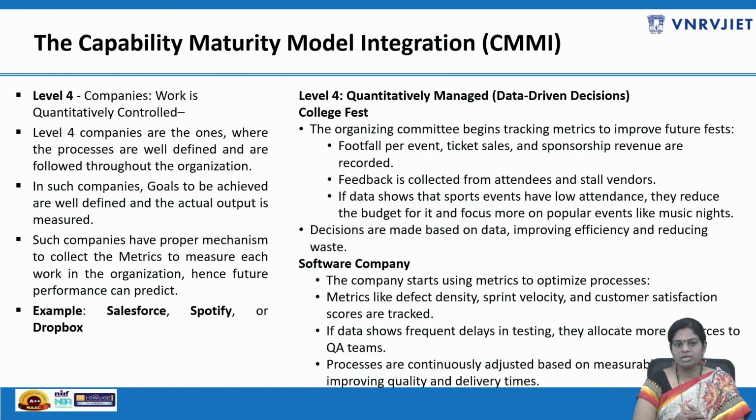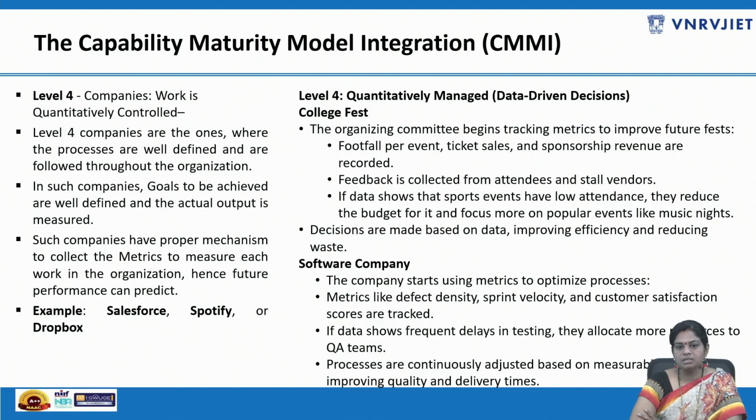Coming to the two scenarios to understand the level 4, if I talk about College Fest scenario, so the organizing committee, they begin tracking metrics and they want to improve the future fest. So the things that they are doing is, as part of this metrics is footfall per event, like ticket sales, sponsorship revenue are being recorded in this year. Feedback is collected from whoever is attending and stall vendors. If the data shows that sports event has low attendance, they reduce the budget for it and they focus more on popular events like music nights. This is an example. So decisions are made based on data like this, and which will automatically improve efficiency and reduce wastage of money or resources.